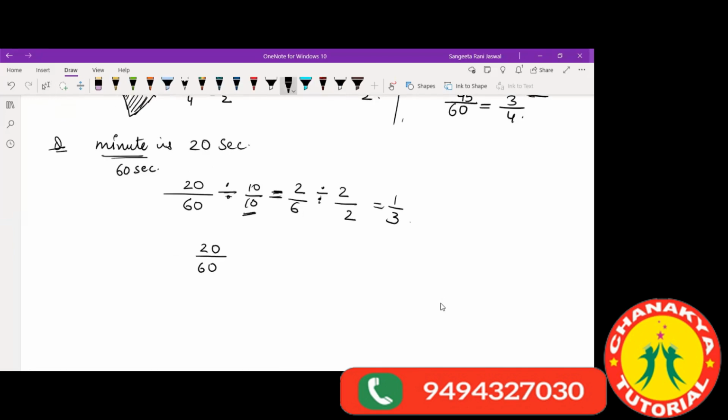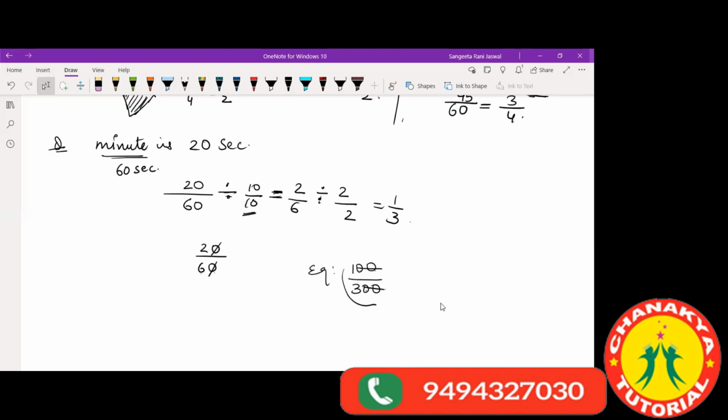When we have numbers written like this, we say zeros and zeros can be cancelled. Why? Because we are dividing by 10: 10 into 2 is 20, 10 into 6 is 60. If I have the number 100 by 300, what do we do? We cancel the two zeros in both the numbers. If there are the same number of zeros in the numerator and denominator, we cancel them.